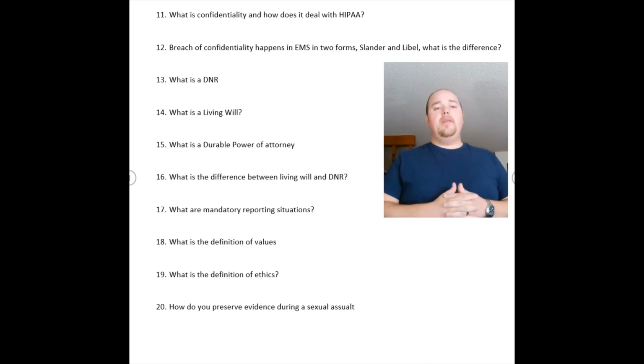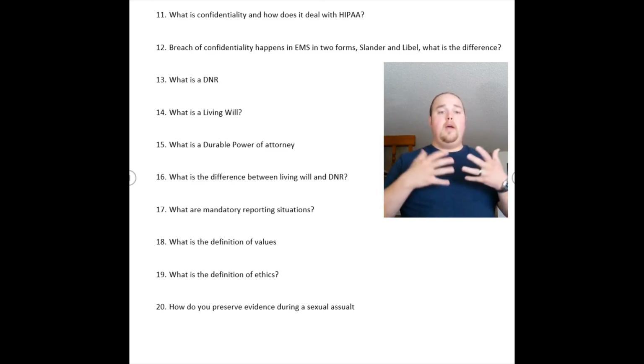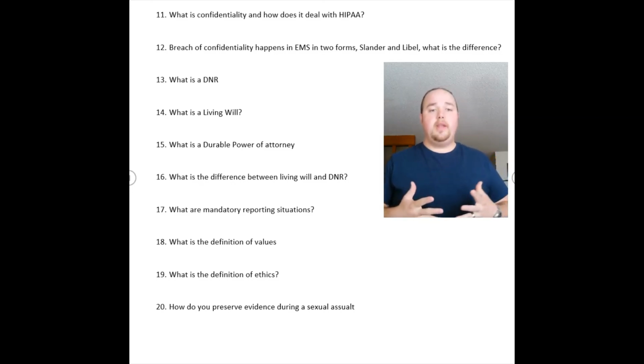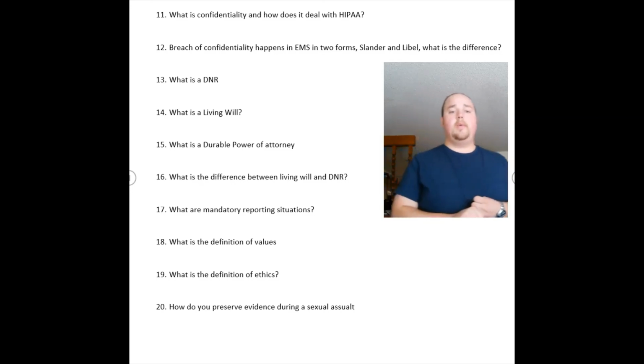And then the final question here: how do you preserve evidence during a sexual assault? Well, number one, we have to preserve evidence on the individual. So don't allow them to go take a shower. Don't allow them to go clean up, even as much as it sucks, because we would like them to be able to clean up from the incident that they've been in. And we want to make sure that we preserve all evidence.